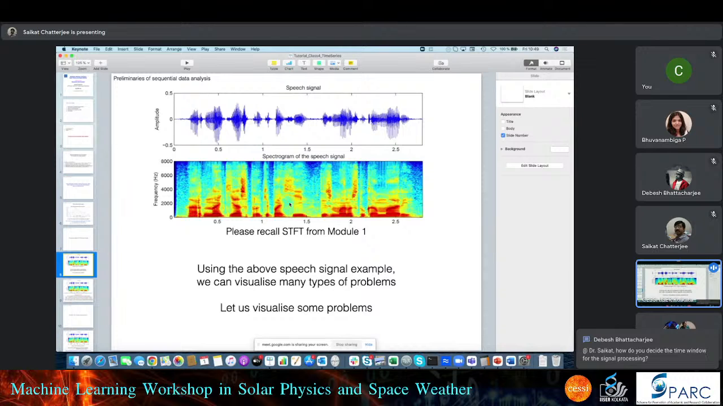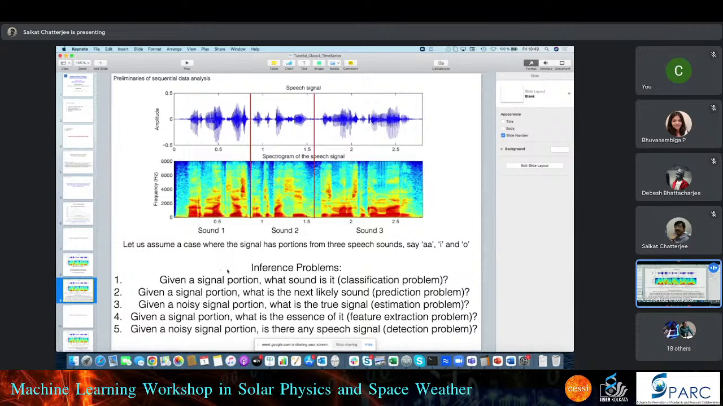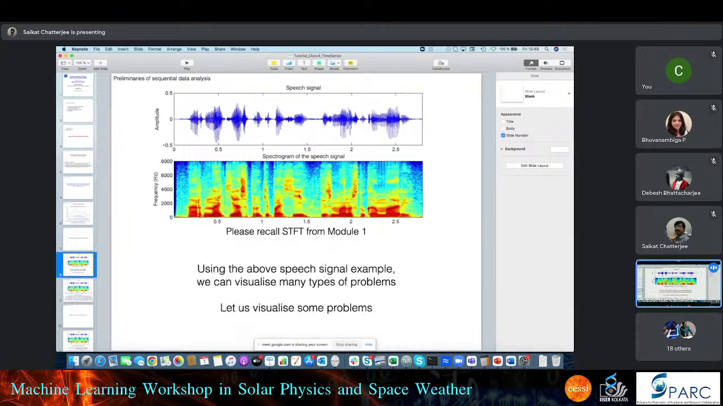Now, using this speech signal example, we can visualize many types of problems. This is the data you have, and this is some kind of transformation you did for a better understanding of the data. From this data, what kind of problems can you think of? Yes.